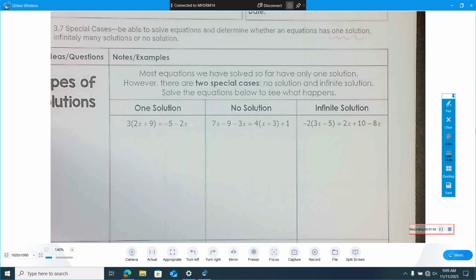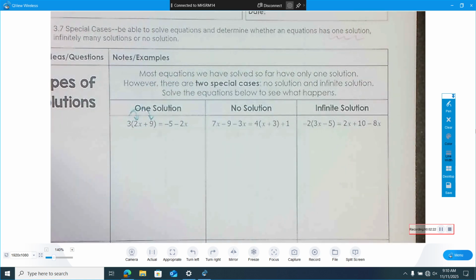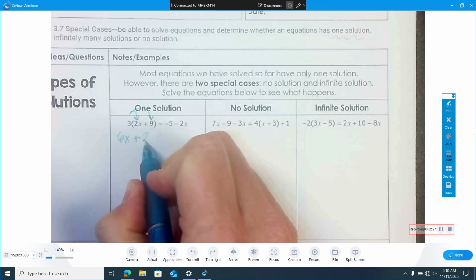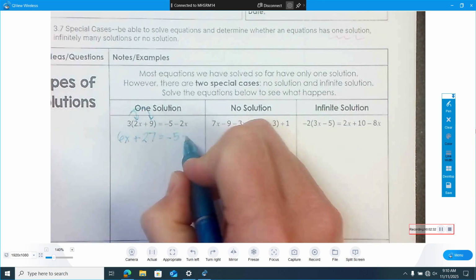Will you go ahead and start? What are you going to do on that first equation there? Distribute. Will you go ahead and distribute, please? All right, we're going to go ahead and distribute. So, distributing. Noah, what do you get when you distribute? 6x plus 27. Very good. 3 times 9 gives us that positive 27 equals -5 minus 2x.